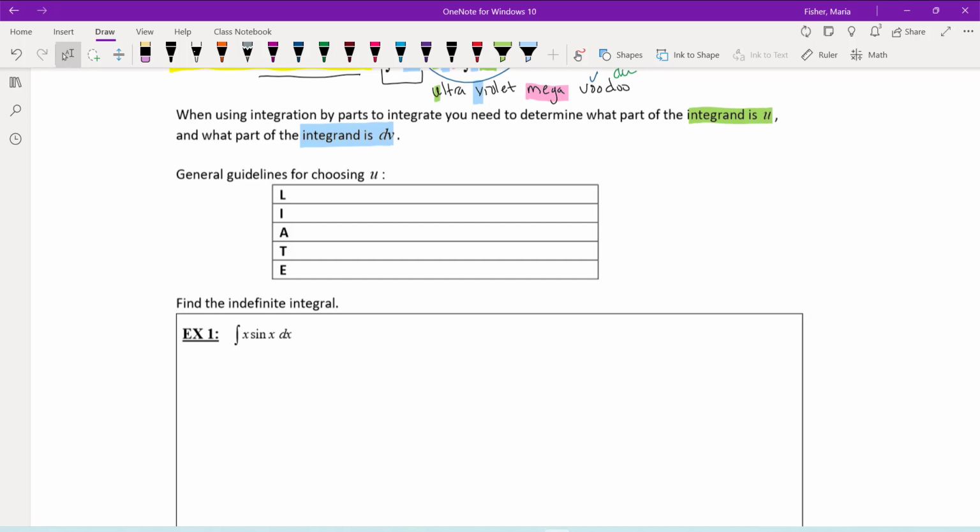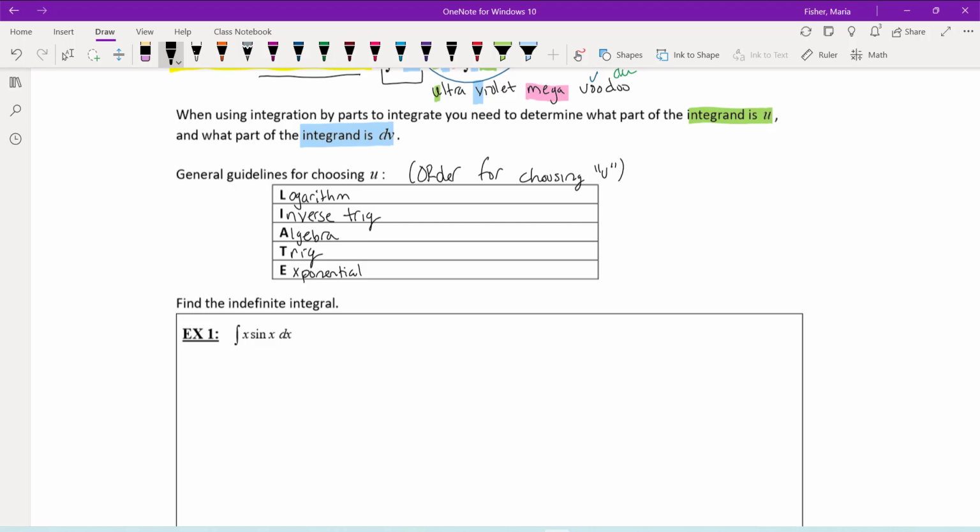So the order that we are going to use in this class for choosing u is if a logarithm is present in the integrand, that's the first thing I'm going to choose for u. So this is just your order for choosing u. The next thing, if there's no log, look for inverse trig. If there's no log, no inverse trig, the next thing that would be your u is algebra. No log, no inverse trig, no algebra, the next thing is just trig. And the last thing is just an exponential.